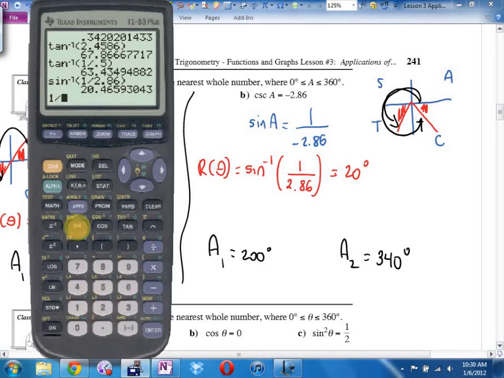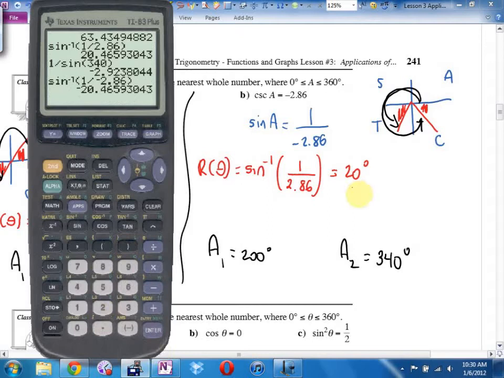I even checked my answer. The cosecant, 1 divided by sine of 340 degrees, is negative 2.92, pretty close to that. I figured we'd be a bit off because it's not exactly 20 degrees. It's almost 20 and a half degrees. That's about as big an error as we'll get. By the way, what if you put the negative in there? You get weird stuff. For example, if you went inverse sine of 1 over negative 2.86, you get a negative reference angle, which this time matches that decimal, but it won't always, and reference angles aren't supposed to be negative. We use the negative here to figure out what quadrant we're in. We don't use it here to figure out the reference angle.